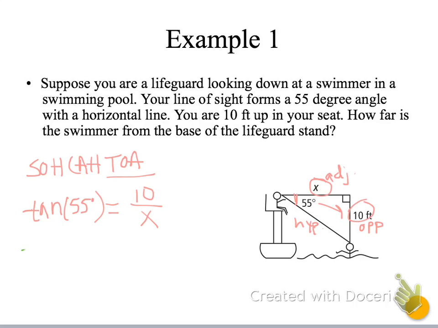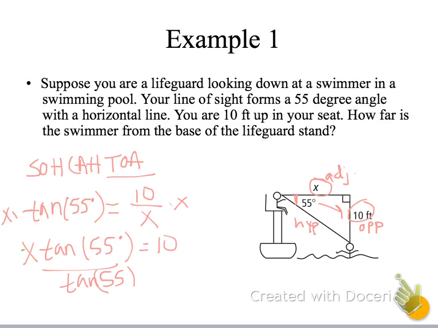Let's get x by itself, so we first multiply both sides by x. So we'll have x tan of 55 degrees is equal to 10, then divide both sides by tan of 55. So x is going to equal 10 divided by tangent of 55 degrees. To plug this in your calculator, type in 10 divided by tangent of 55 degrees, but make sure you're in degree mode, because if you're not, you're not going to get the right answer. When you plug this in, you should get x equals 7 feet. And make sure you label your units.